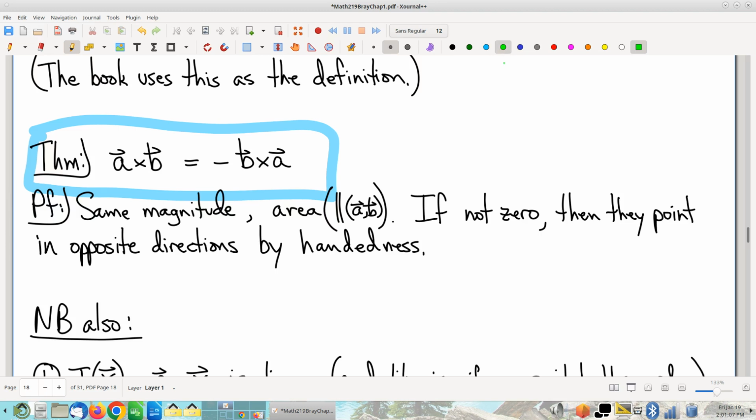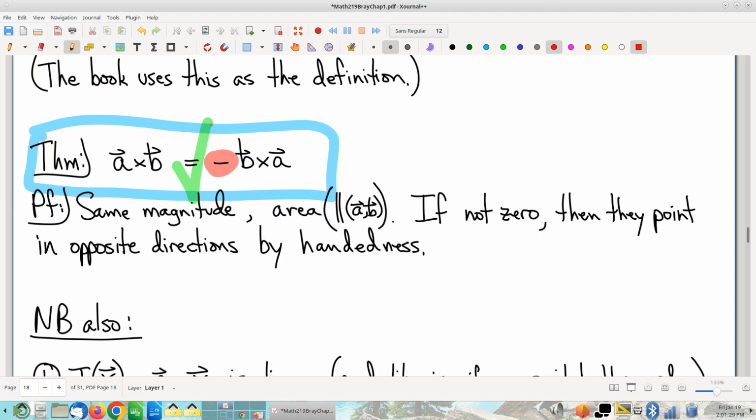So do be careful about that. However, notice there is an equal sign in here, and what the cross product is, is anti-commutative. When you switch the order of vectors in a cross product, that introduces a minus sign.